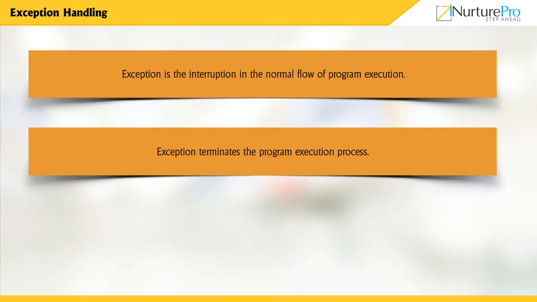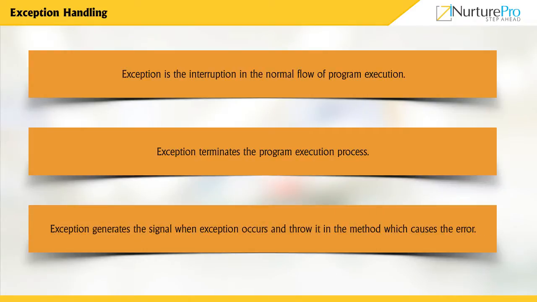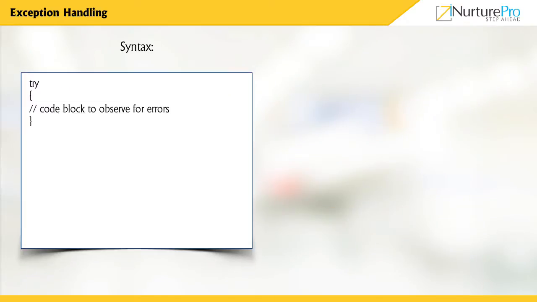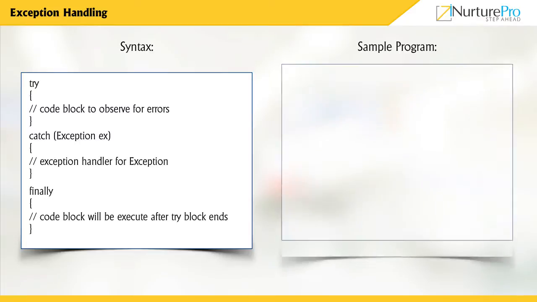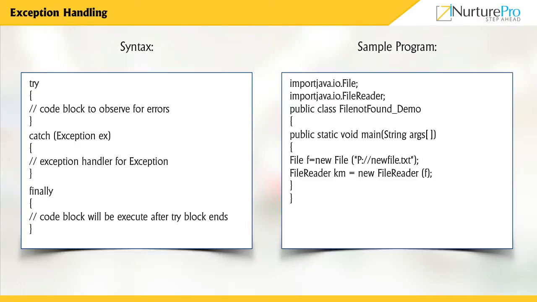The good thing about exceptions is that when an exceptional condition arises, an object representing that exception is created and thrown in the method that caused the error. This mechanism is called exception handling. The try block in the program observes the errors that occur in the program. Later, the catch block catches and handles the exception. At the end, the finally keyword will execute the code which is required regardless of the exception.